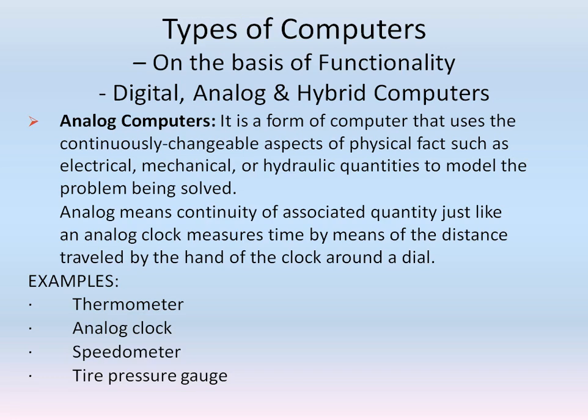It is a computer form that uses continuously changeable aspects of physical fact, such as electrical, mechanical, or hydraulic quantities. Basically, it is associated with quantity of physical form. So, for example, an analog clock measures time by means of the distance traveled by the hand of the clock around a dial. The other examples are a thermometer, analog clock, speedometer, tire pressure gauge.